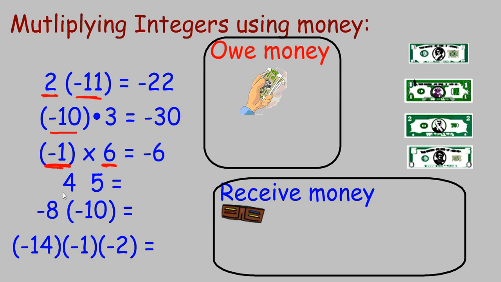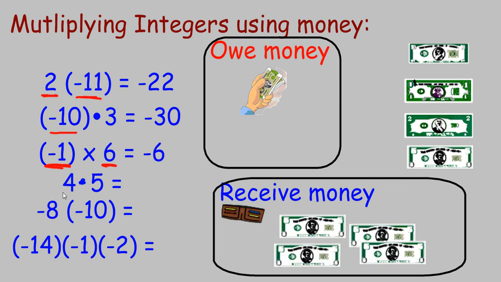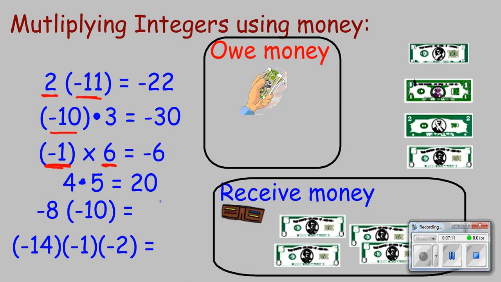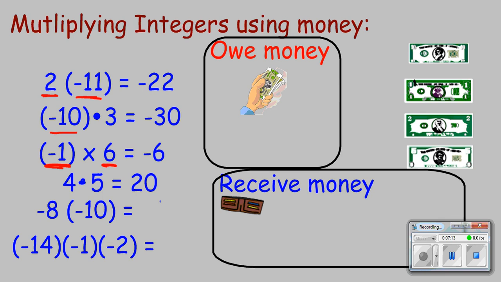So we have 4 times 5. So we get $5 that we receive from 4 different people, or 4 winning lottery tickets, whichever way you want to look at it. So how much do we have in all? That's right, a positive 20. We don't have to write the positive sign, because if we just write 20, we know that means it's a positive.